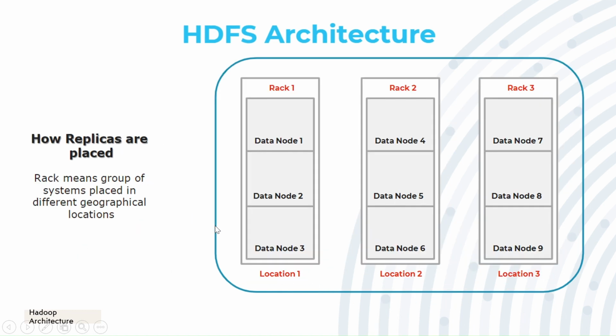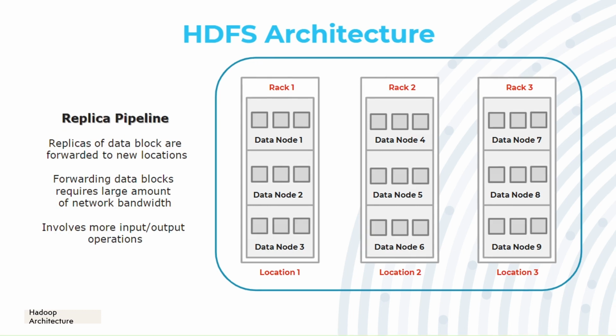Okay, now this is how replicas are placed. Rack means a group of systems placed in a different geographical location. So this is rack 1, and in rack 1 there are different data nodes at different locations. Data node 1, data node 2, and data node 3 are at location 1, data nodes 4, 5, 6 are at location 2, and data nodes 7, 8, 9 are at a different location. I'm talking about different geographical locations.